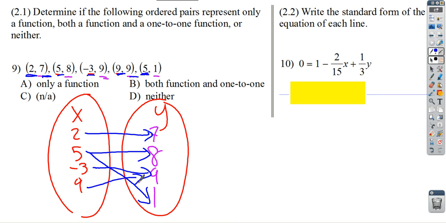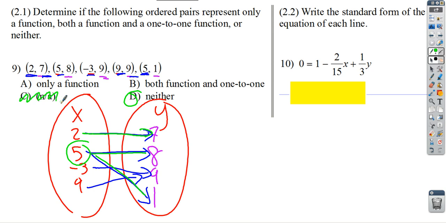So this is not a function, and the reason it's not a function is because each x is only allowed to have one y. This x has only one y. This x has two y's though, so that is not a function. Okay, so we would pick neither. You can ignore this and a, that doesn't apply.